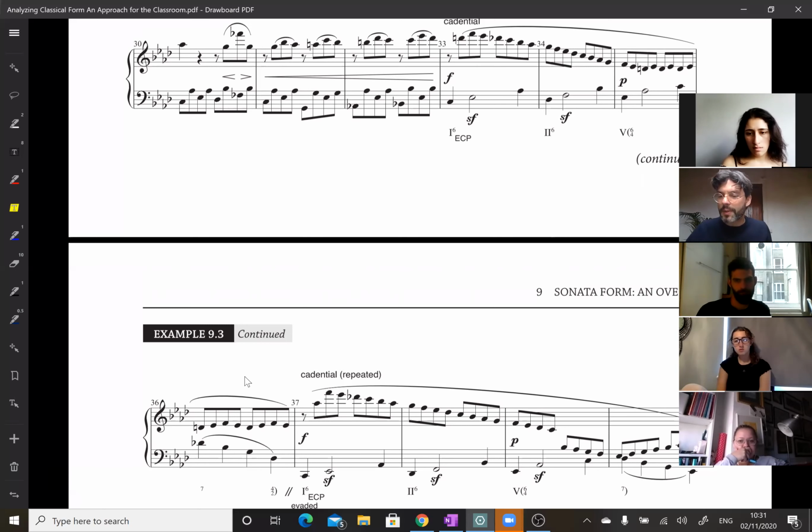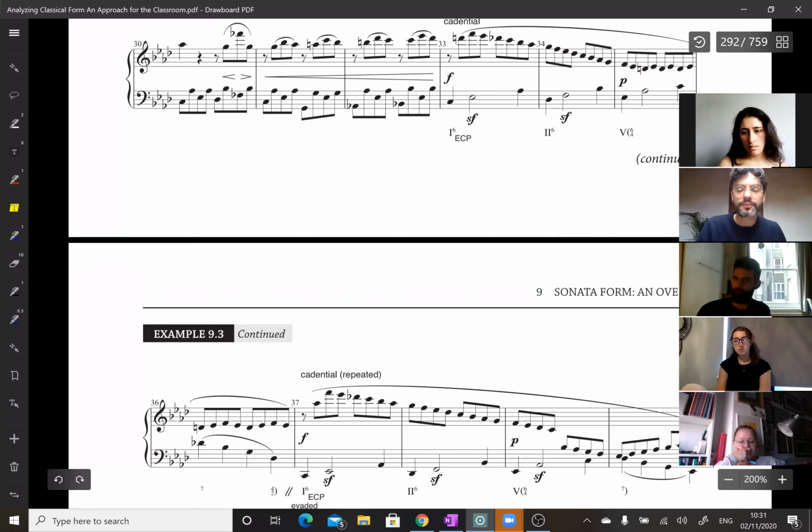So by no means are we diluting it. It would be a completely different thing if we diluted it within the same bar, which we will explore when we do the abandoned cadences. Okay, so any question?